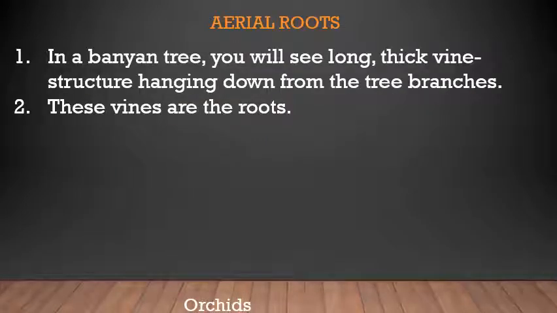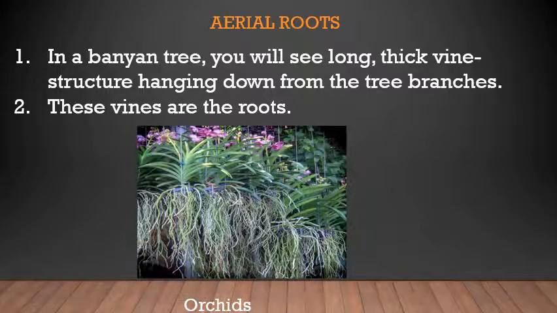Next is aerial roots. If you take an example, in a banyan tree, you will see long, thin vine structures hanging down from the tree branches. Here I have shown an example of an orchid where you can see the small hangings from the plant. These small hangings from the plants are nothing but the aerial roots.